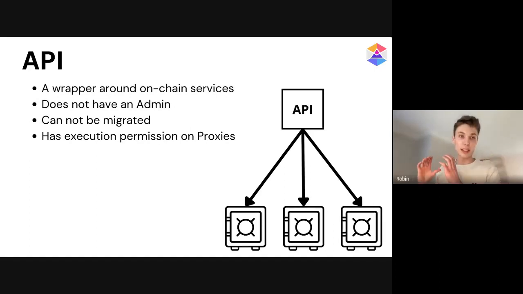Now there is also the API scaffold. The idea of the API scaffold is that it's a wrapper around on-chain services that does not have an admin, and it cannot be migrated. So it's kind of a generic endpoint that people can use in their smart contract to use some kind of functionality, like a DEX or staking their assets. You want the functionality of swapping your assets, but you don't necessarily want the complexity of having to integrate with a specific DEX to get that functionality.